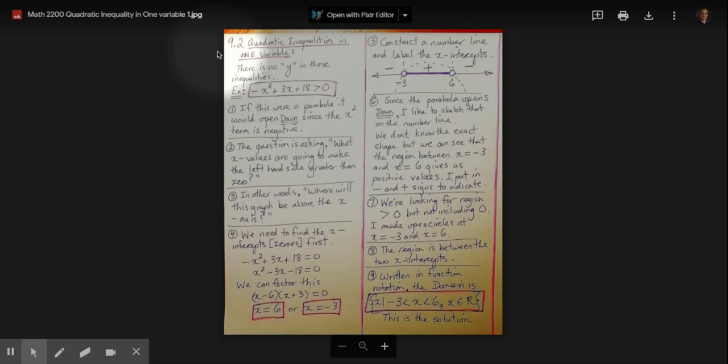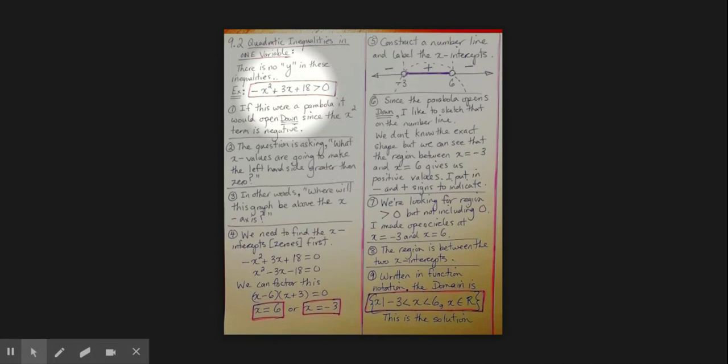This video will explain the concept of quadratic inequalities in one variable. You can see here that we have a quadratic on the left-hand side, and we want to know what values of x are going to give us answers that are greater than 0.